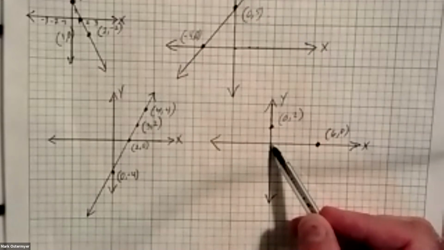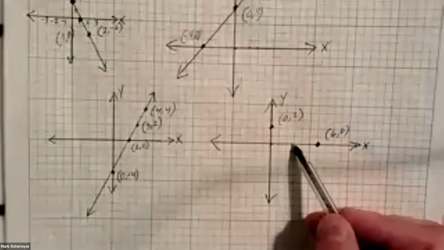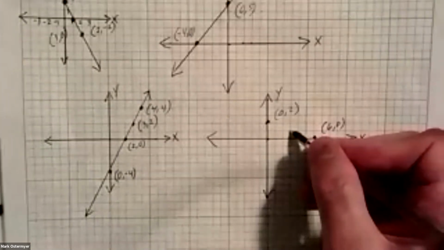How do I plot 3, -1? To the right 3, up -1. 1, 2, 3 to the right. Now down 1. 3, -1 right there in the fourth quadrant. Certainly looks like these points lie on a line, as they should.